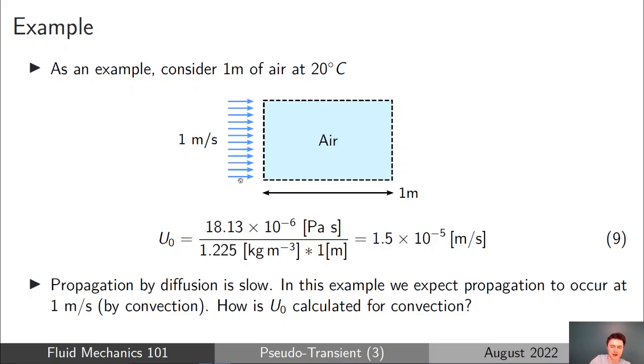We expect the effect of this inlet velocity to propagate across the domain from the inlet to the outlet at 1 meter per second. We don't expect it to go at 1.5 times 10 to the minus 5 meters per second. And so we need to carry out an additional calculation, to determine the characteristic speed for convection in fluid domains as well. So we're going to be taking into account convection and diffusion.